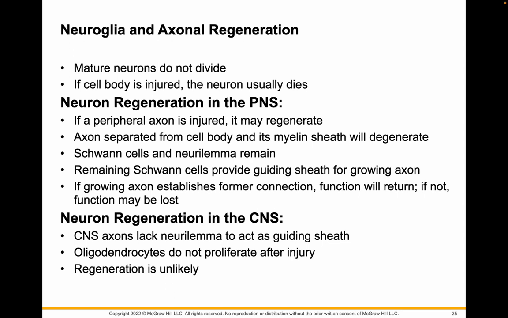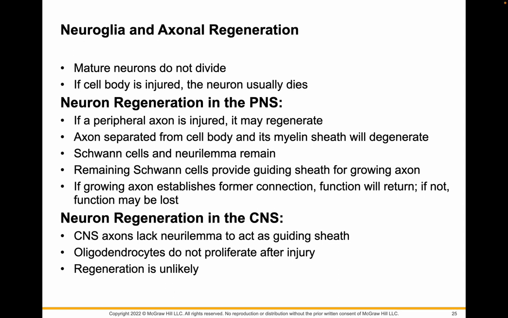So mature neurons don't divide. That's why if you damage nerve cells, you can't fix them. If the cell body is injured, the neuron usually just dies. And so you can't make another one.